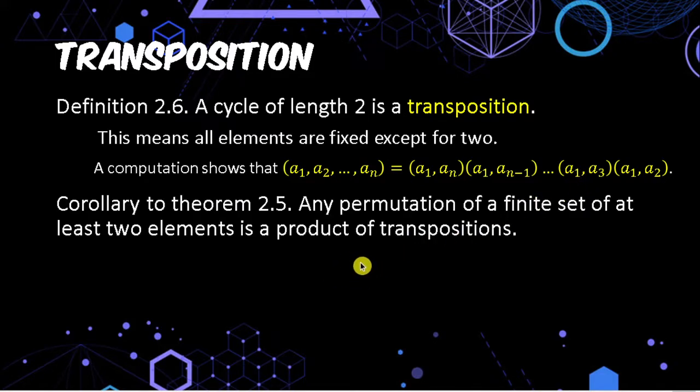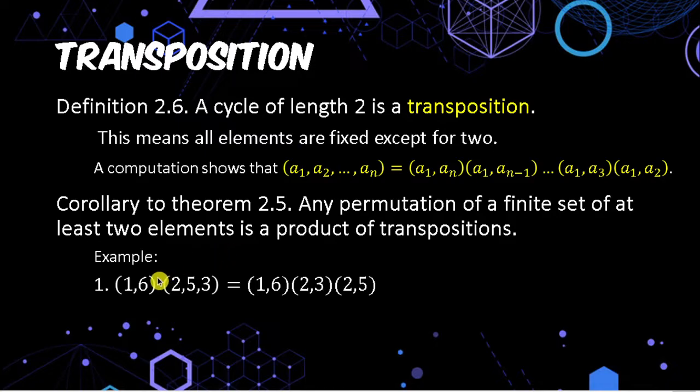Corollary to Theorem 2.5. Theorem 2.5 says that all permutations can be expressed as a product of disjoint cycles, because transpositions are simply a type of cycle. So, nakaspecify lang ang kaniyang length na 2. We have a corollary for the theorem. Any permutation of a finite set of at least 2 elements, syempre naman, at least 2 elements, can be expressed as a product of transpositions, only if the set that we are working with has at least 2 elements.